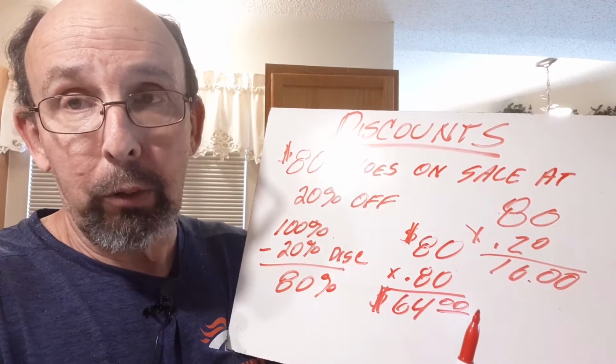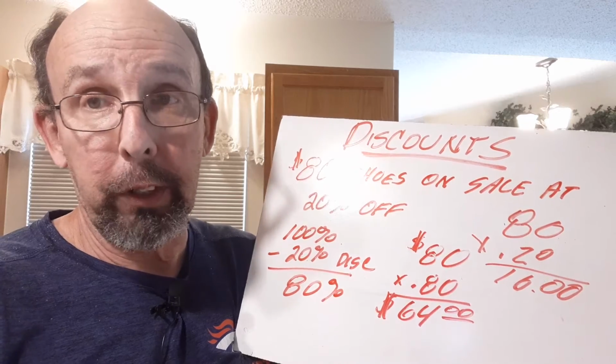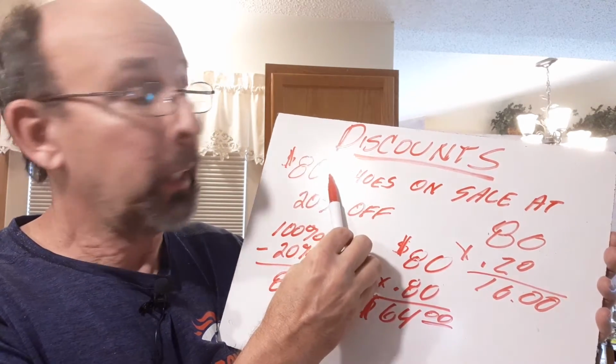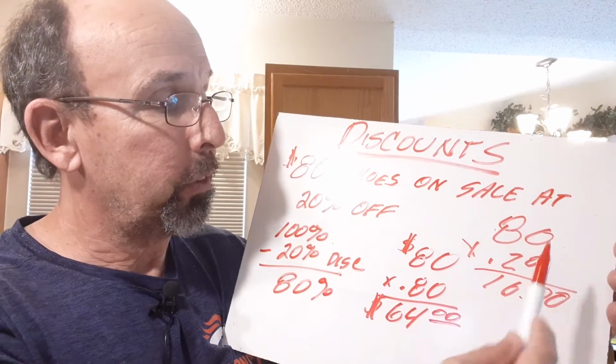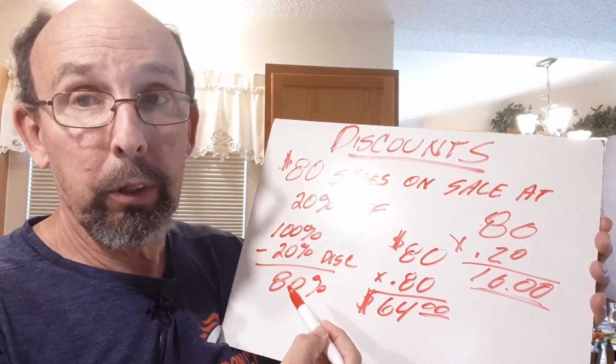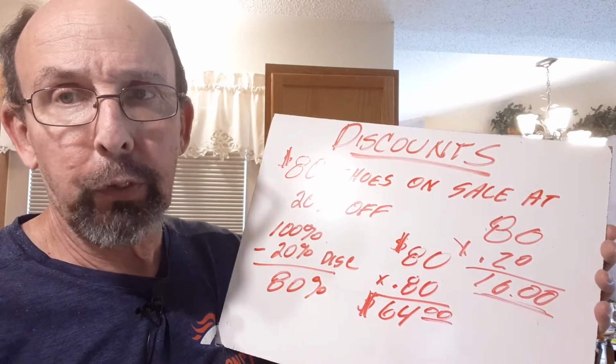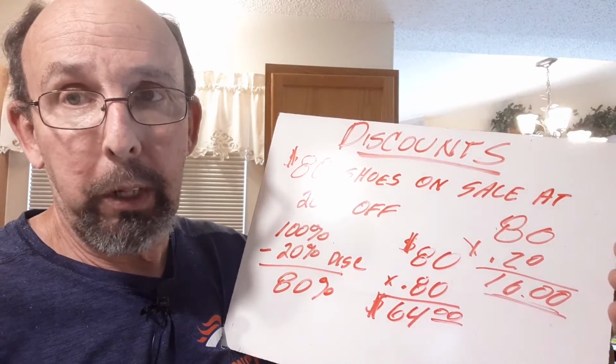You can figure the discount first. If it asks you for the discount, then you would have to take the 20% times the 80, because then you're getting the $16. That's your discount. So either way you want to do it is fine. You still get the same answer in the long run.